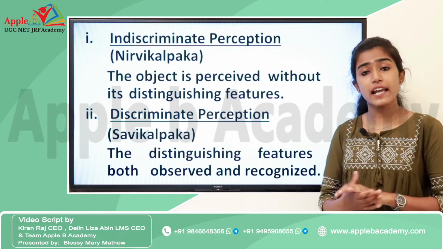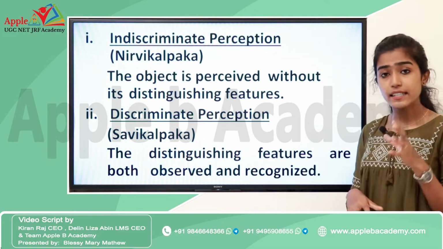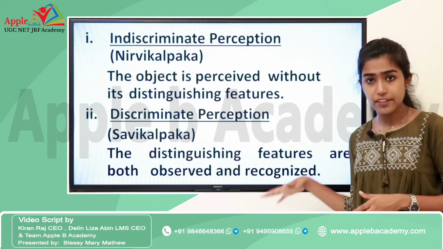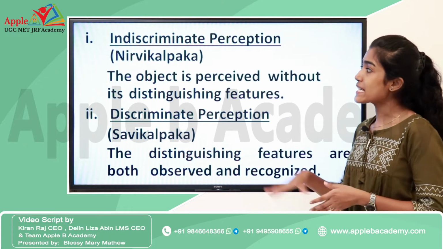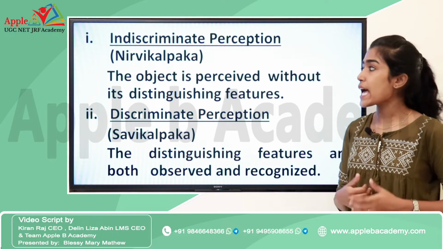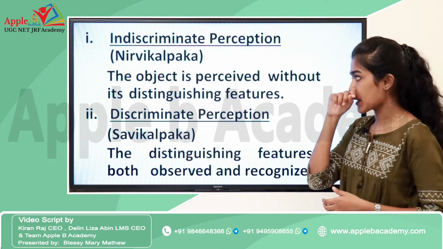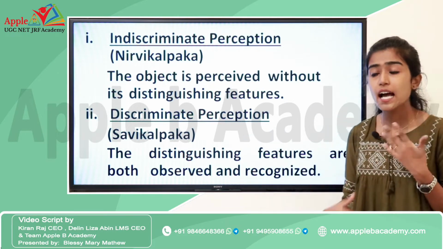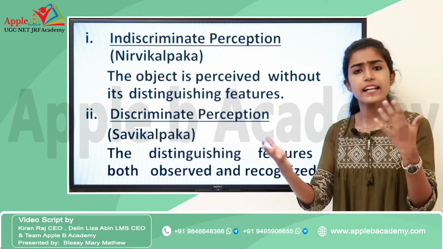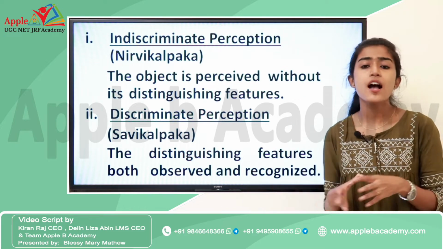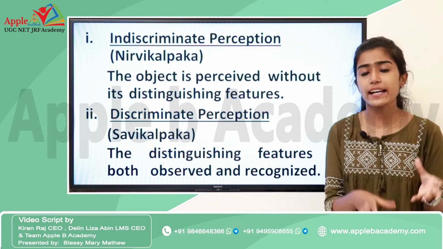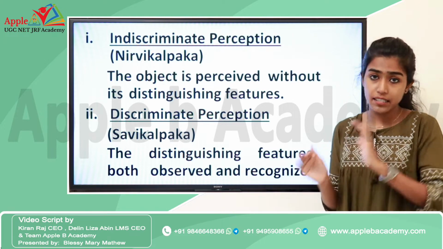The next type of categorization that comes under this particular pramana, which is pratiksha, is nirvikalpaka and savikalpaka. Nirvikalpaka means indiscriminate perception. So, what happens in nirvikalpaka or indiscriminate perception? The objects are perceived without their distinguishing features. We are just perceiving things, but we are not bothered about their unique features or the distinguishing factors that make a particular thing different from others.